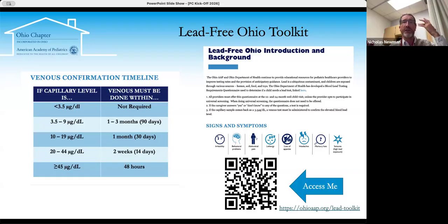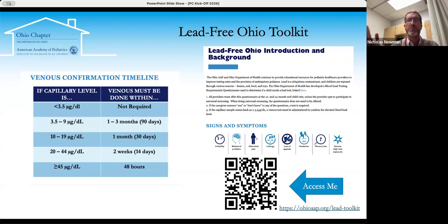And I can tell you of a recent case we've had to deal with where the capillary level read in the 20 to 44 range, but the venous level came back significantly higher than that. And the child needed treatment. So I think the capillary level has a lot of issues with it. It's a good screening test, and I almost think of it as a positive or a negative, right? The quantitative level, you can't really take that to the bank like you can a venous level.